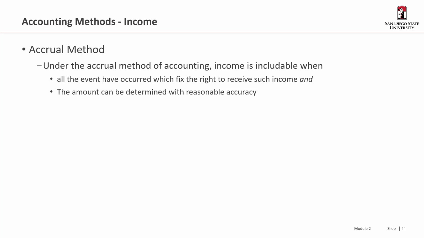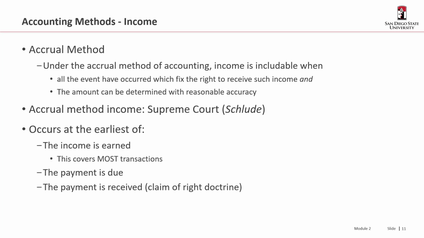So let's think about how you recognize revenue under GAAP. And it's when the earnings process is complete, right? So typically we think about that as occurring when the good is delivered or the service is provided. Okay. So let's talk about what the test is under the accrual method for tax purposes. It says all events have occurred which fix the right to receive such income, and the amount can be determined with reasonable accuracy. So the accrual method has been defined in a Supreme Court case by the name of Schlude, and it defined what it meant for all the events to have occurred which fix the right to receive such income. And that occurs at the earliest of.